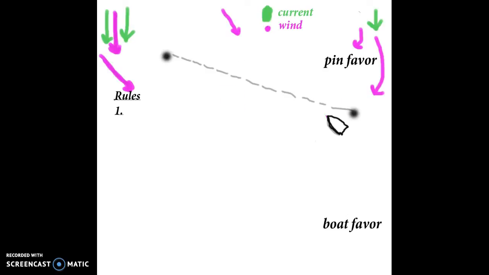Why am I not typing? Okay, and now that should be from the pin end, really.